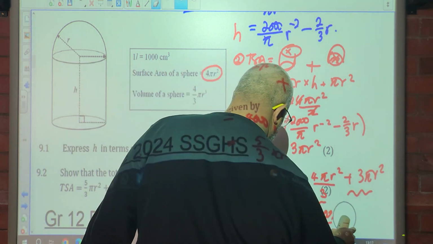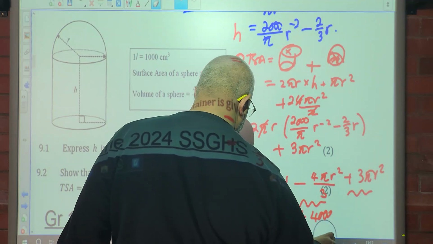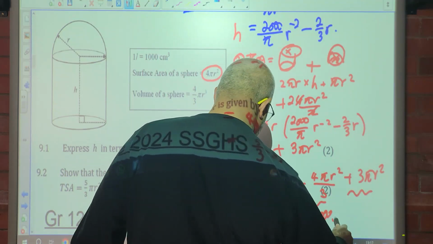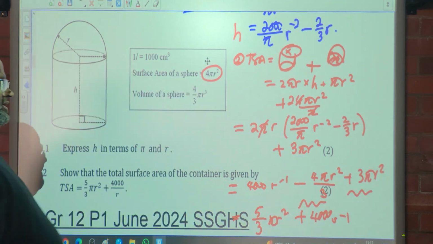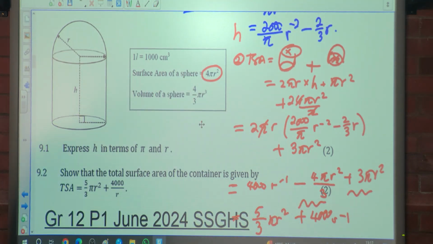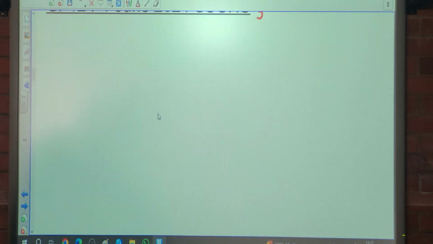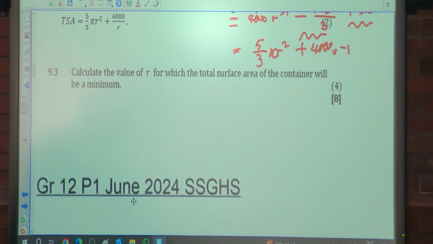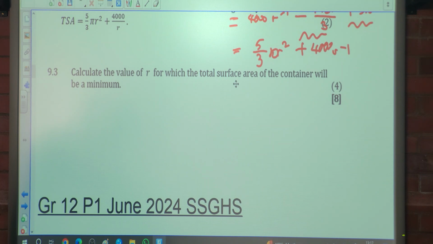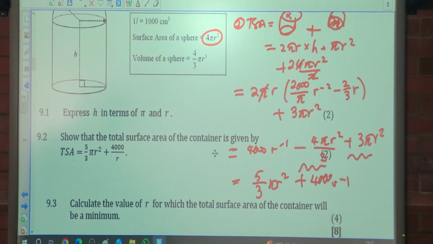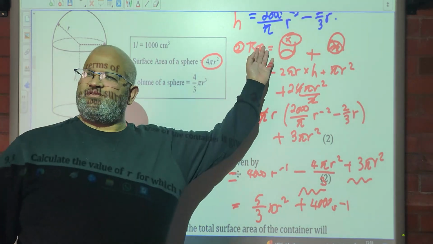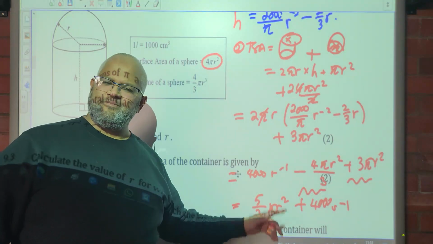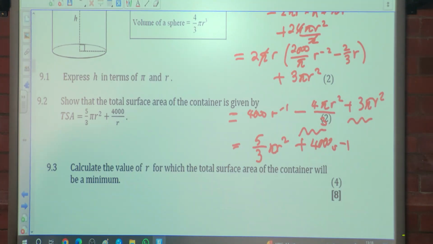So you will leave it as r to the minus 1. Okay. Let's carry on. 9.3. Now they want to know in 9.3, calculate the value for r for which the total surface area of the container will be a minimum. Now we have worked out the total surface area with respect to r. Okay, so we have one variable there.